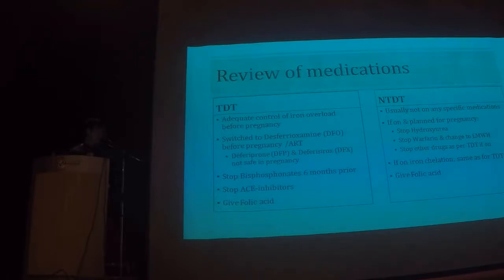Review back the medications. Now, ideally, there should be adequate control of iron overload before the patient embarks on pregnancy. In other words, you want to bring the iron in the heart and in the liver to essentially normal levels. That would be ideal, and the ferritin in the so-called ID range below 1000 is acceptable, but below 300 to 500 is probably an optimal range.